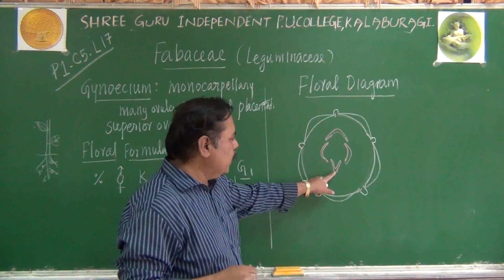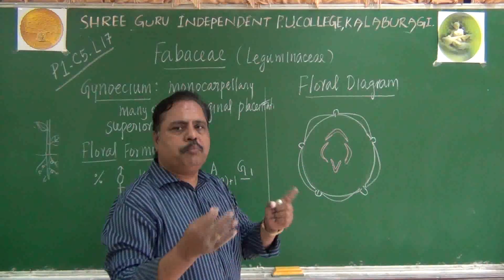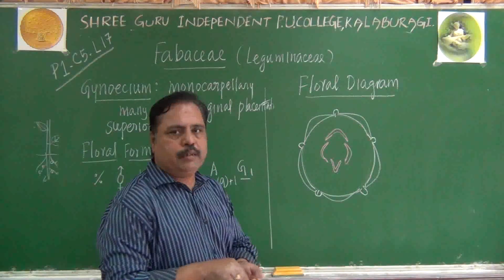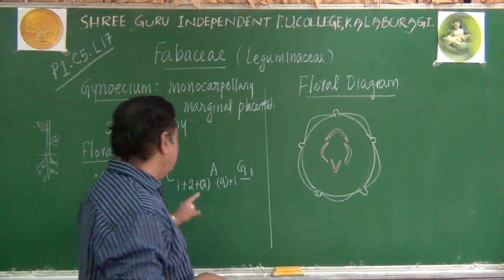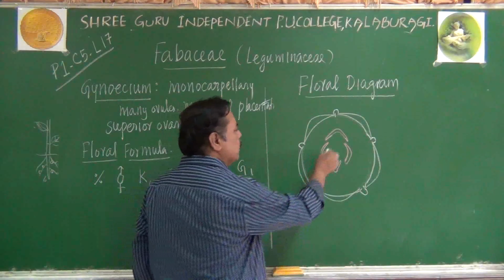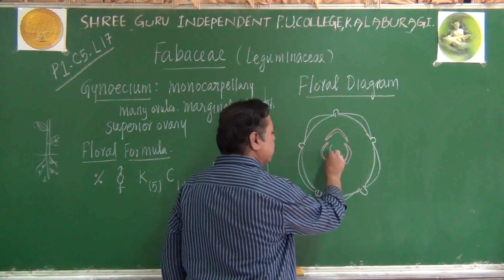These 2 only are united, remaining 3 are in polypetalous condition. What about androecium? Very important point. 9 plus 1 arrangement is there. So I will write androecium inside.